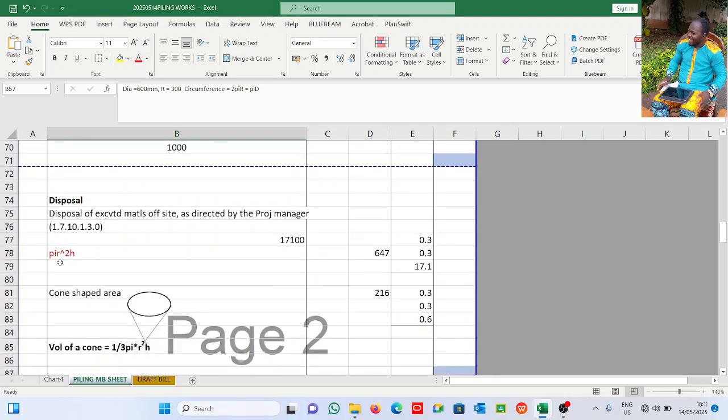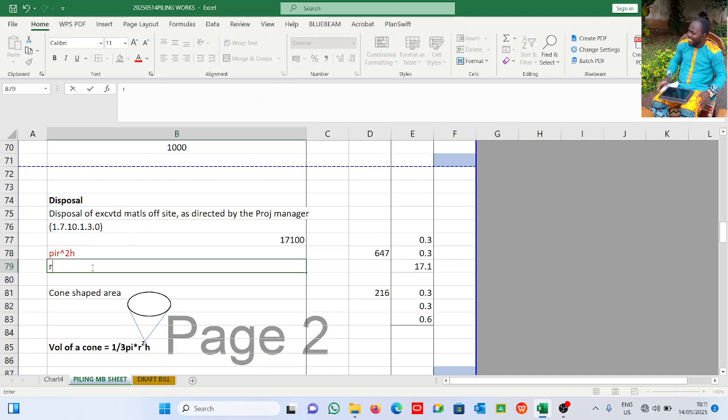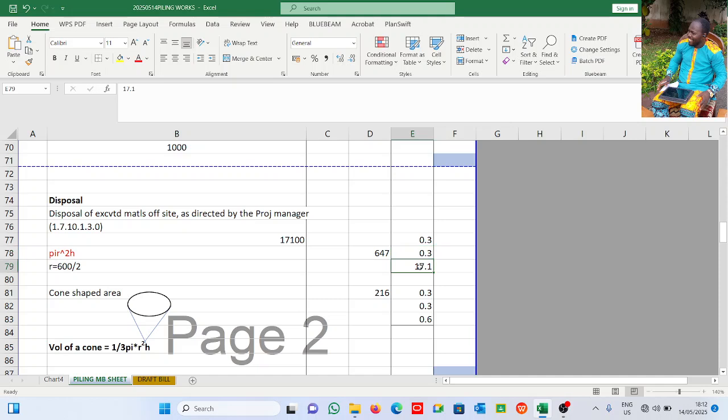Pi is pi, r is the radius, 600 divided by 2. That is the r. That's why you see 0.3 here, 0.3 by 0.3 by 17.1. Now of course, here is the pi, 3.142, times 206 number, which is the total number of piles we have. So this multiplied by the pi gives us the volume of sand to be removed from here.